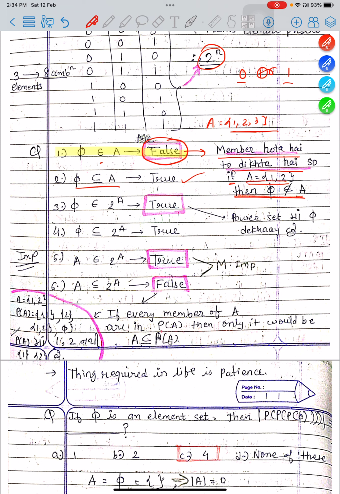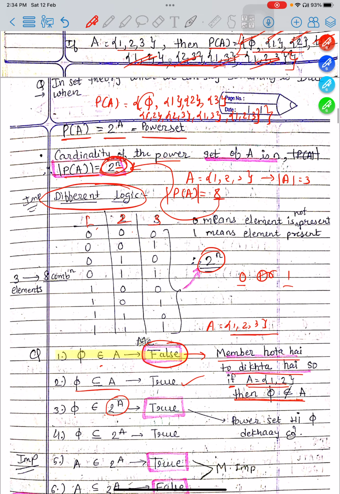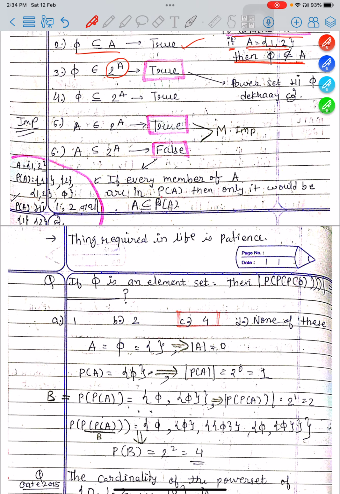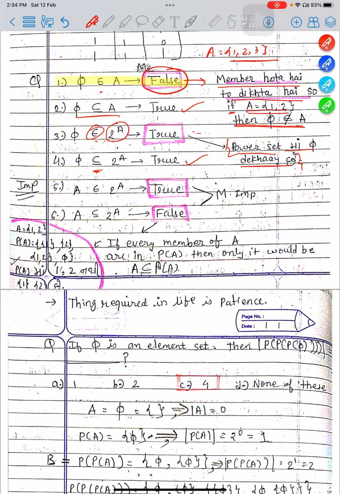That is true. Phi belongs to 2 raised to A, that is the power set. In the power set, it is clearly visible. Phi belongs to the power set, true. And phi is a subset, right? Both are true. Phi is seen in the power set, which is why we can call it a member, because it is visible in the power set. And it is a subset of any set anyway. So here also this is true.